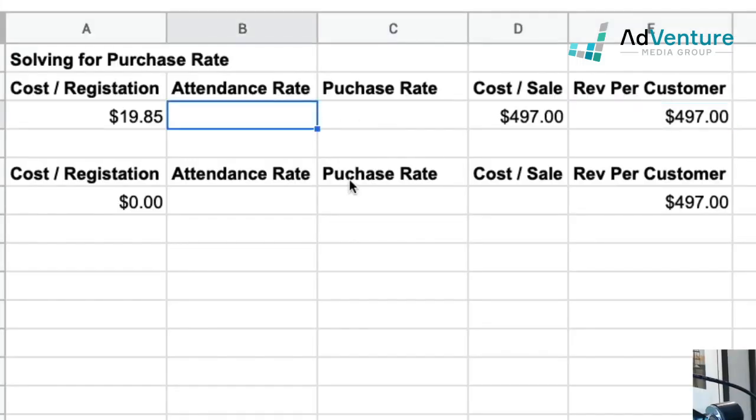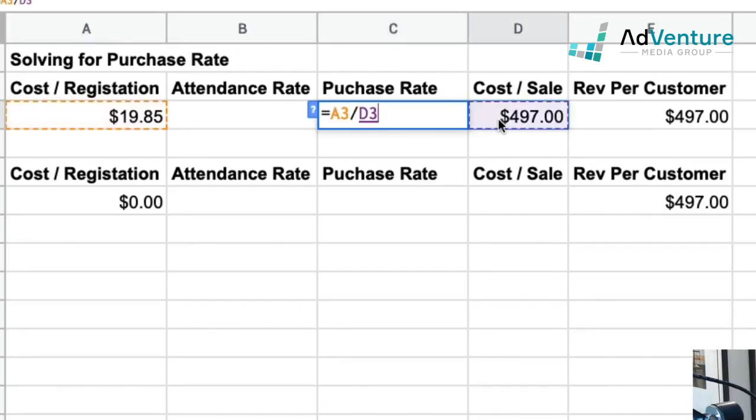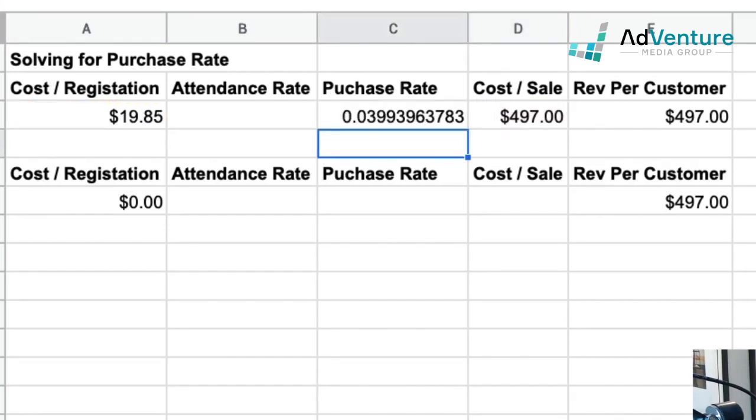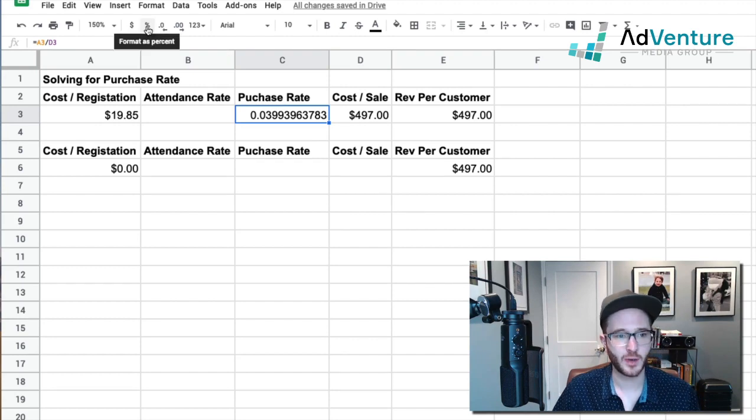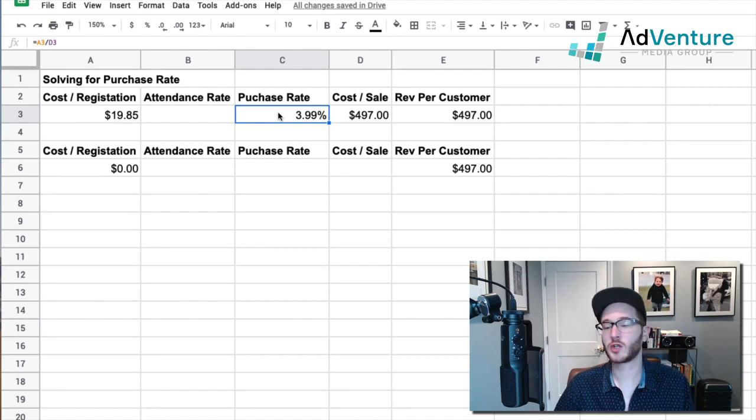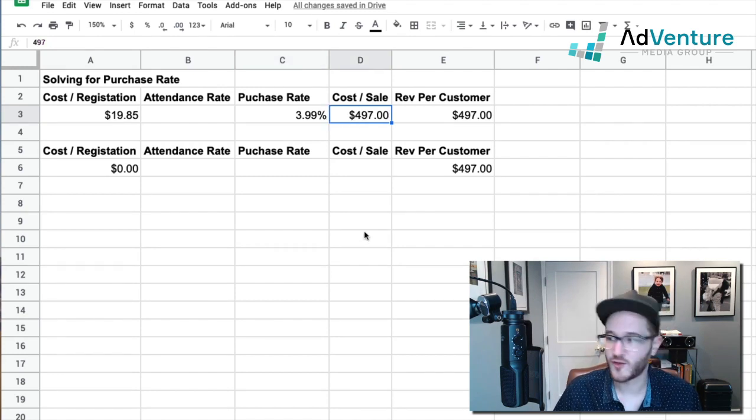So we're going to leave out attendance rate for a second, right? So over here in this column, I do equals. I take my cost per registration, $19.85, and I divide it by my target cost per sale, and I hit enter, and that gives me an output that's not formatted in a percentage form. But if I want to do that, I simply click the percentage button up here, and I say, okay, I need a 3.99% purchase rate in order to get sales at $497 a sale.